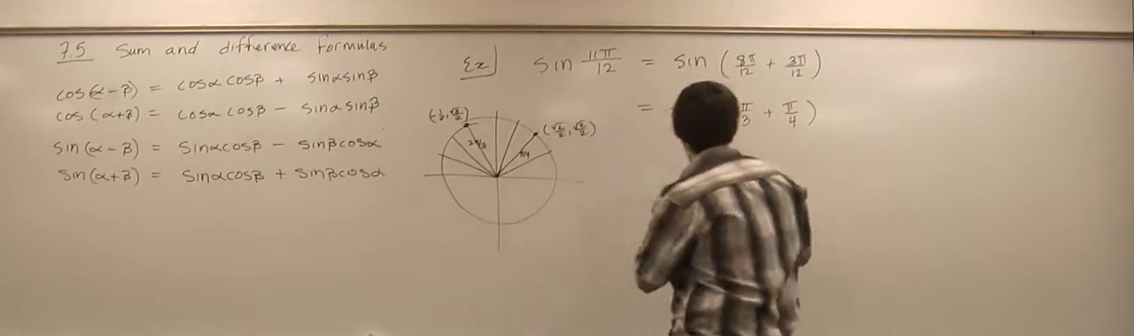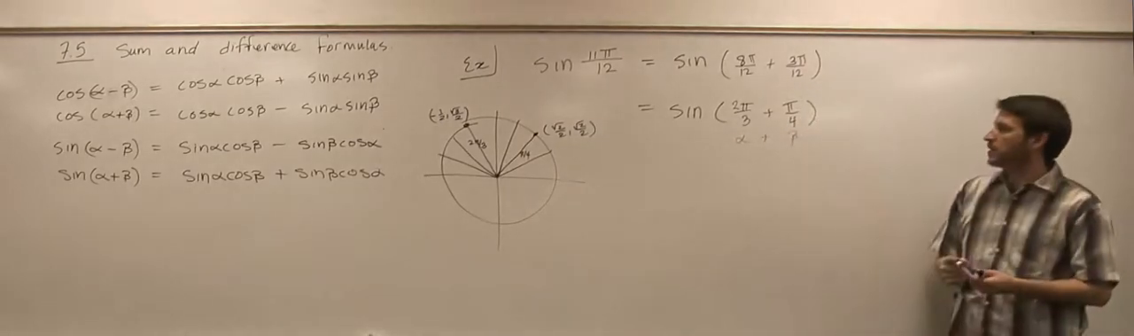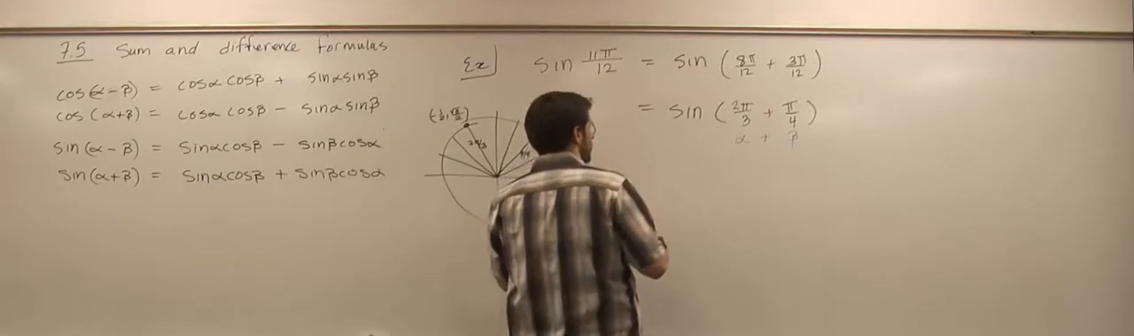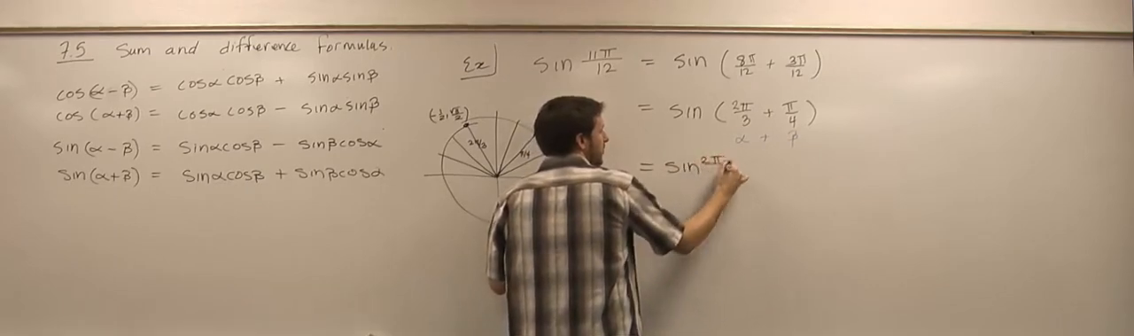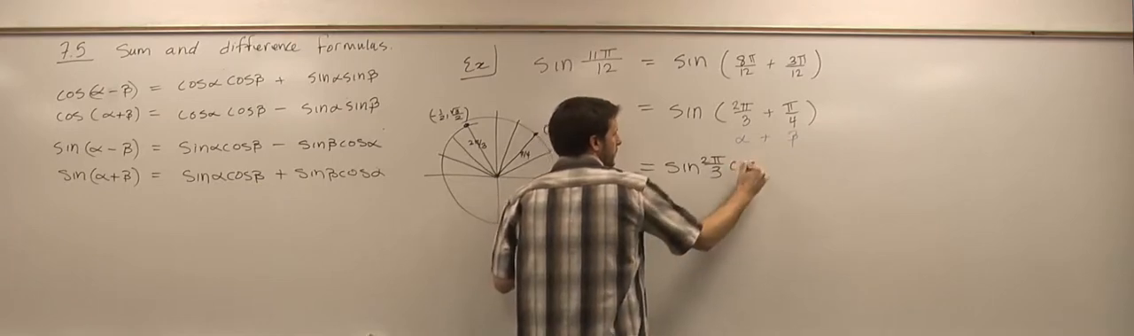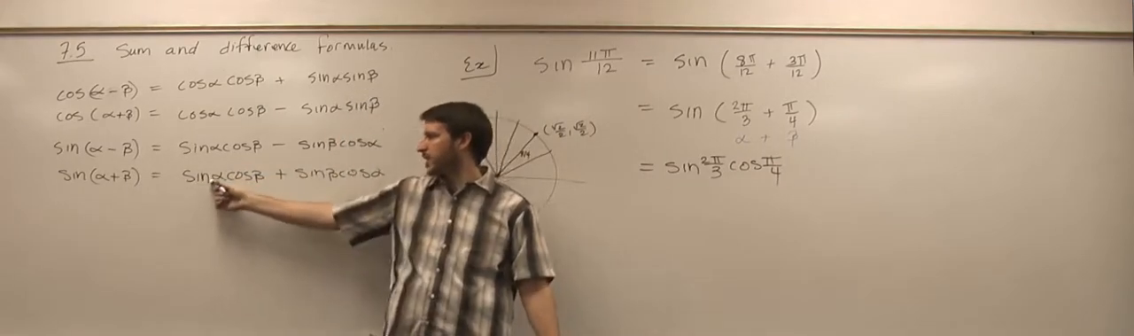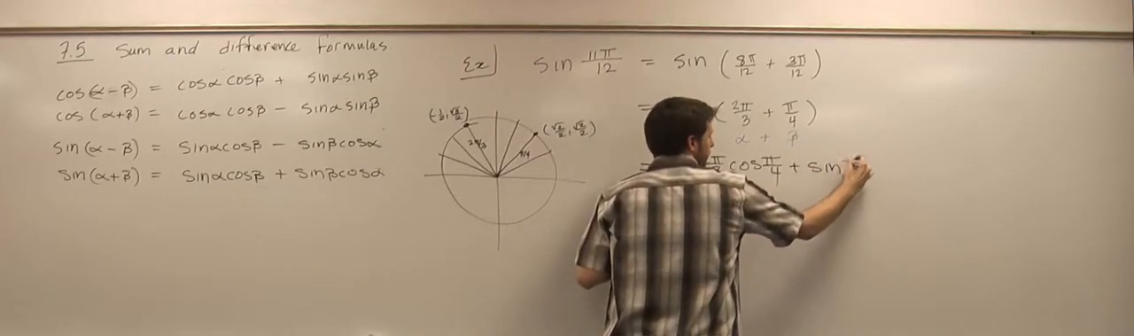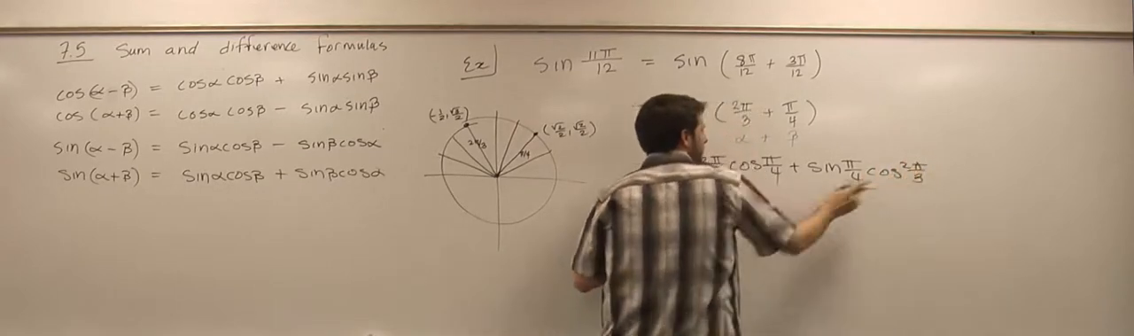Alpha plus beta. Alpha plus beta. So I'm going to go, tell me what to write here. This equals what? Sine of 2 pi over 3, cosine pi over 4, right? Because we're applying this guy right here. Sine alpha cos beta, plus sine of pi over 4, yeah, cosine 2 pi over 3. So you switch the angles for the second part.